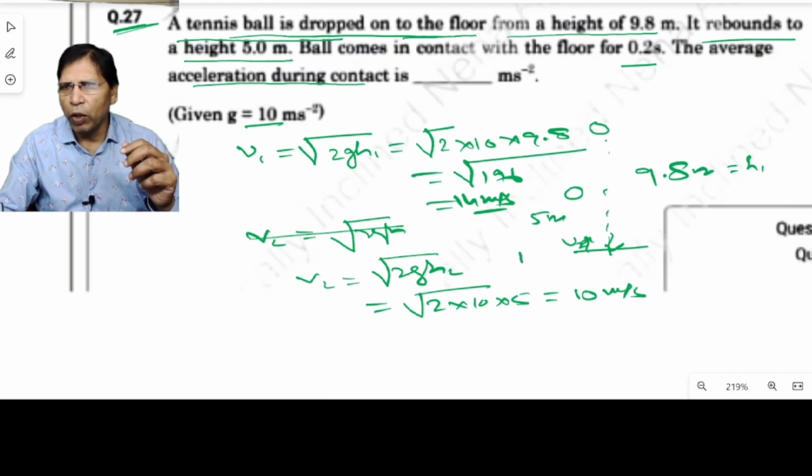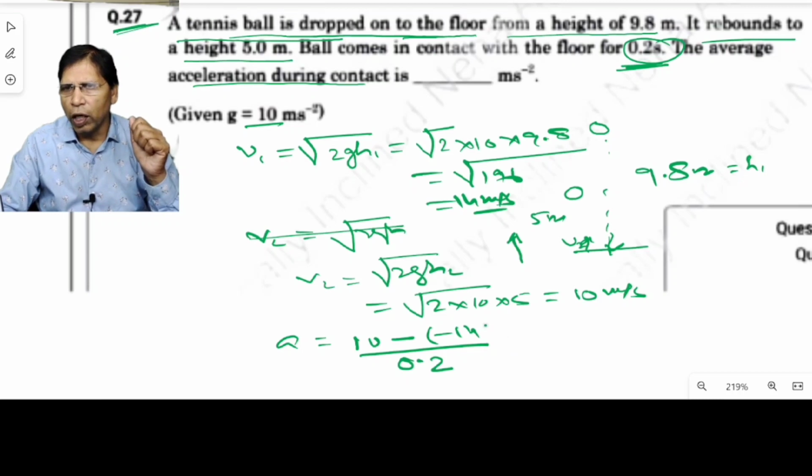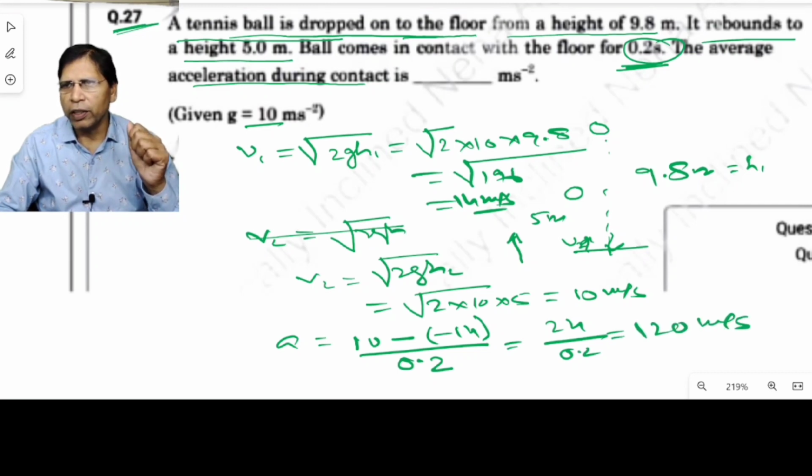If velocity in the upward direction is taken as positive, then acceleration a equals 10 minus 14 divided by the time of contact, which is 0.2 second. So this is 24 by 0.2, which is 120 meter per second squared.